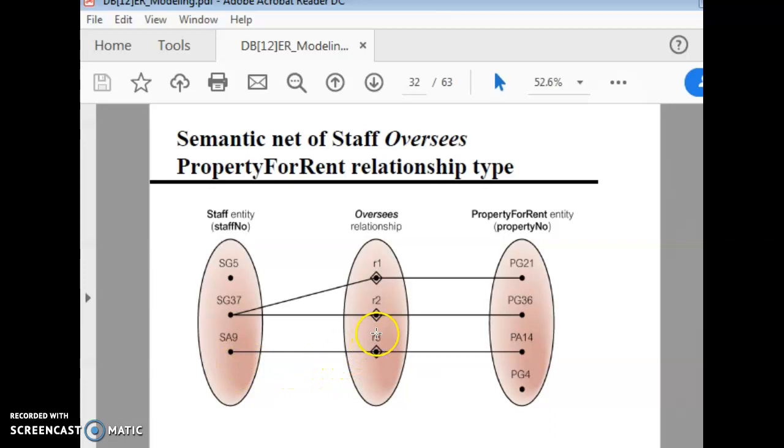But staff number SG5 does not oversee any properties for rent and property number PG4 is not overseen by any member of staff. Therefore, we can say that a member of staff can oversee 0 or more properties for rent and a property for rent is overseen by 0 or 1 member of staff.